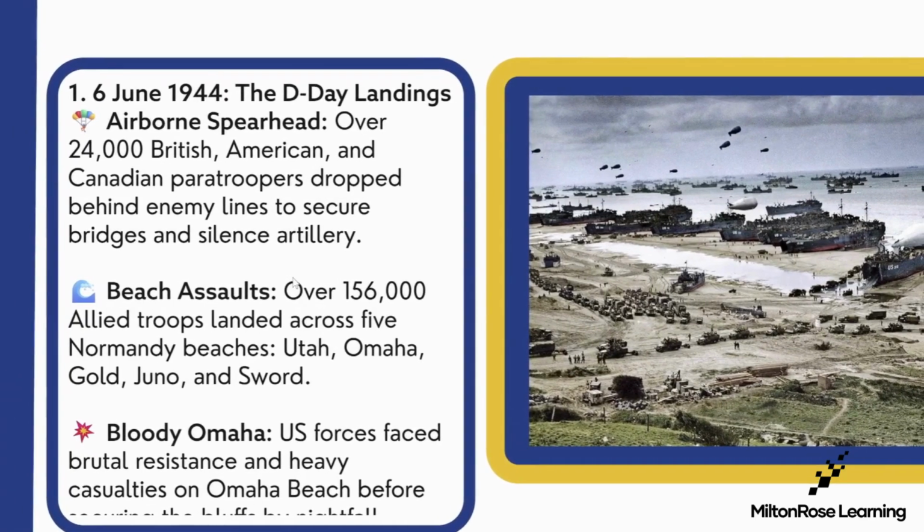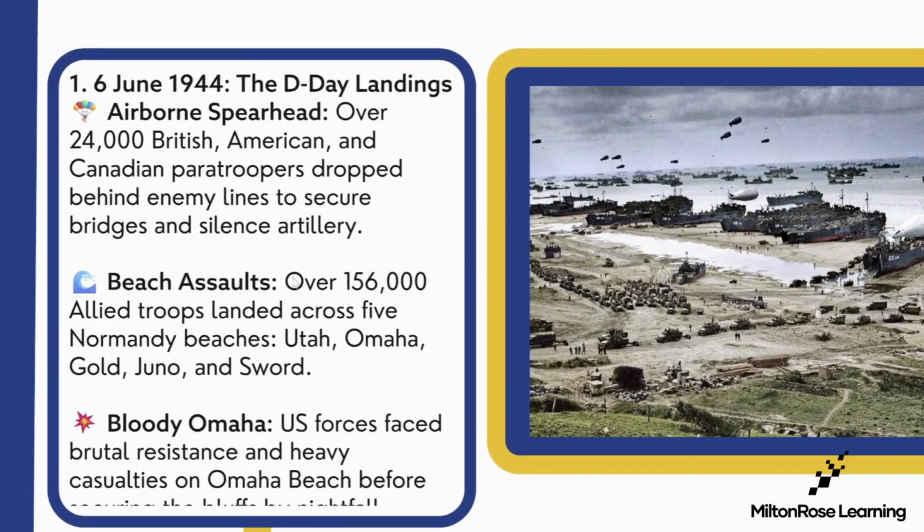So on the 6th of June 1944, the D-Day landings. There was an airborne spearhead, so over 24,000 British, American and Canadian paratroopers, very brave, dropped behind enemy lines to secure bridges and to silence the German artillery, which could have decimated the landing troops on the beaches.